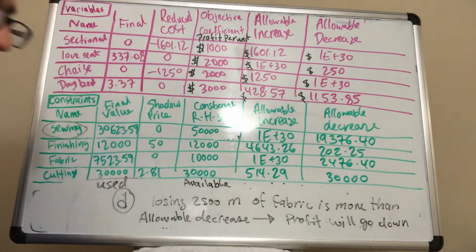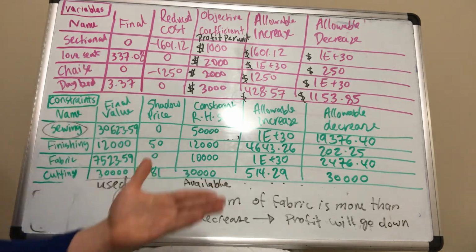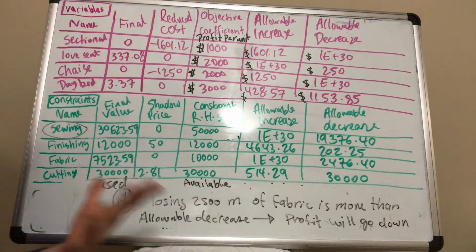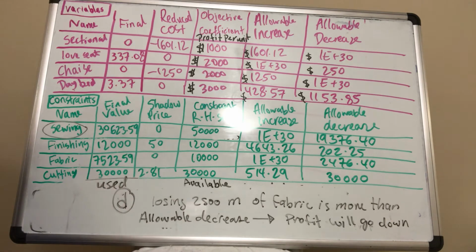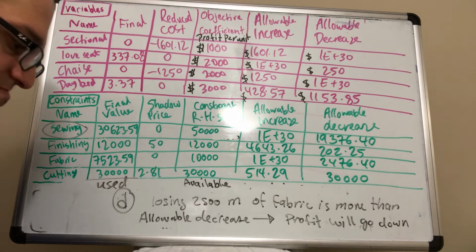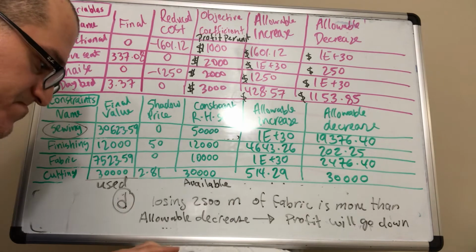To know exactly how much profit will go down or how much you lose, you need to take this problem and do it again in Excel. I don't think that question wants you to do it again in Excel. In fact, you don't have enough information to do it in Excel, so you only indicate that profit will go down. Okay, so we go to the E question.